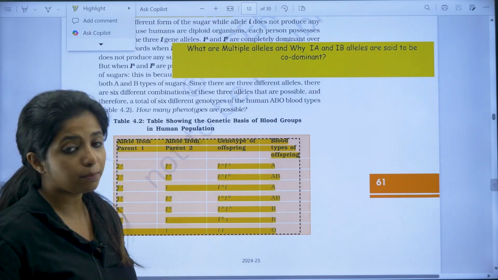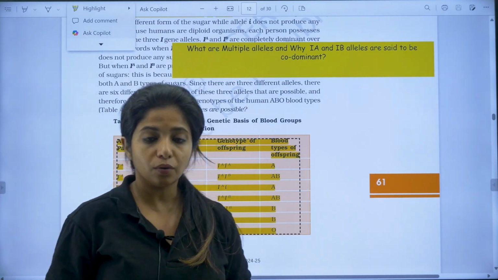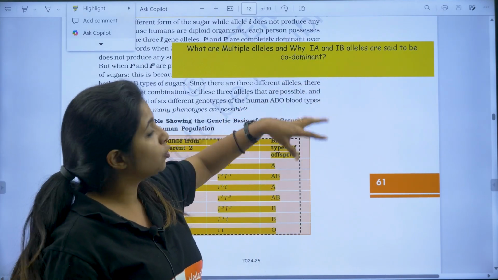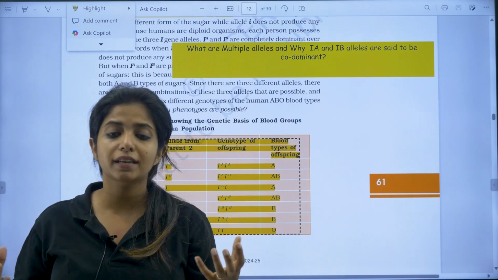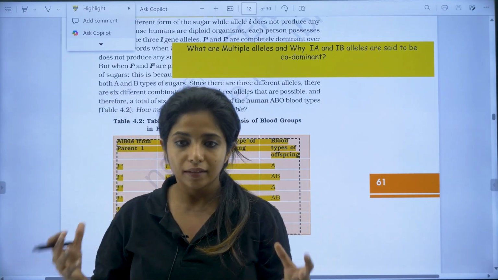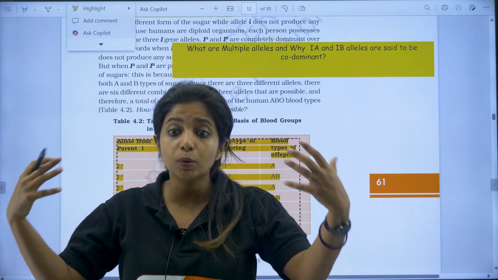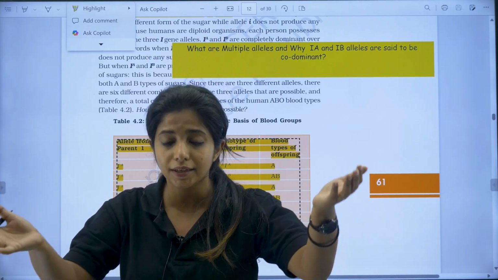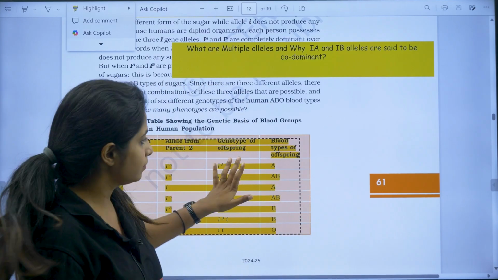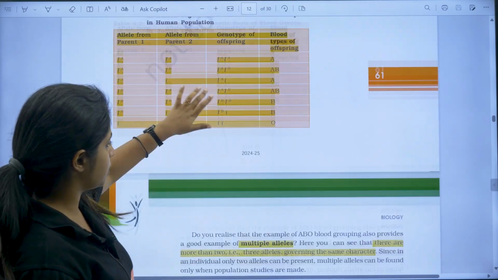You should know what you mean by multiple alleles, and why IA and IB alleles are said to be codominant. That is basically asking you what you mean by codominance. Here also, both of them are equally dominant, which is why both of them show their character, that is A and B. That is what you mean by codominance.